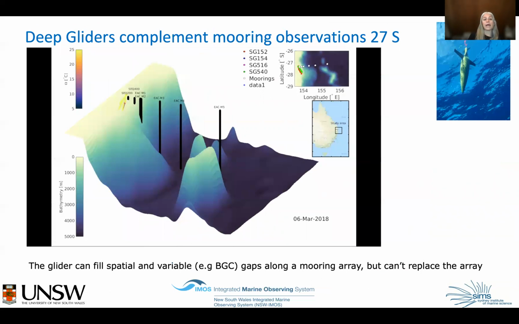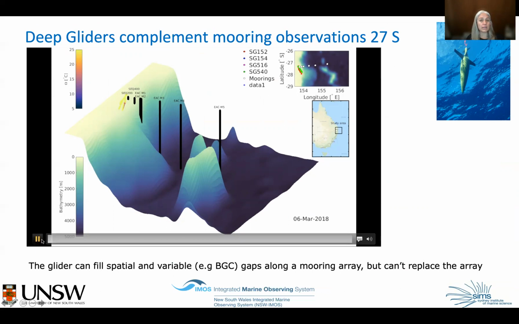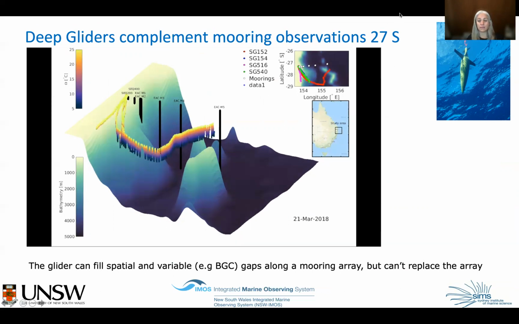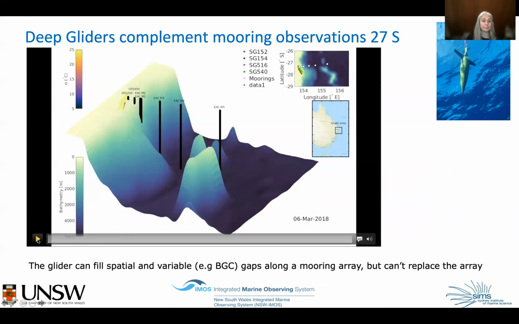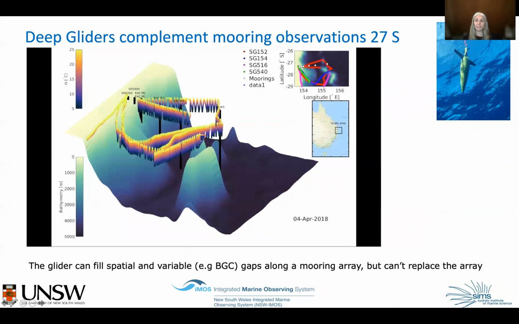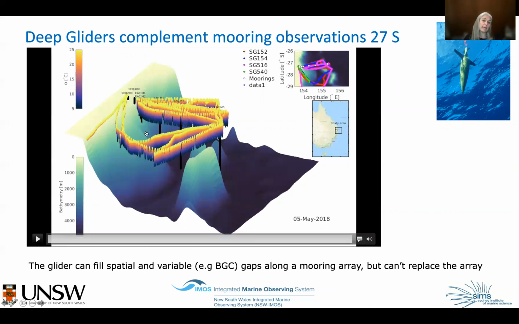Another thing that we've done is run deep water gliders across the observing system. We've run deep water gliders across the EAC transport array up off 27 South to see what the benefit of these deep water gliders is, and what observations they contribute that the transport array doesn't contribute. So I'll run that animation again.